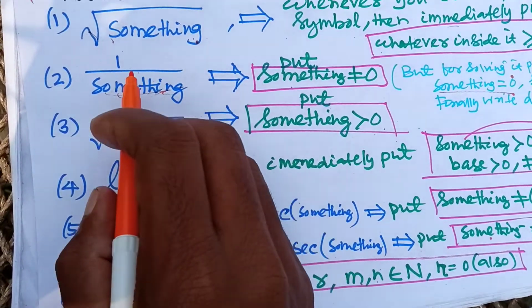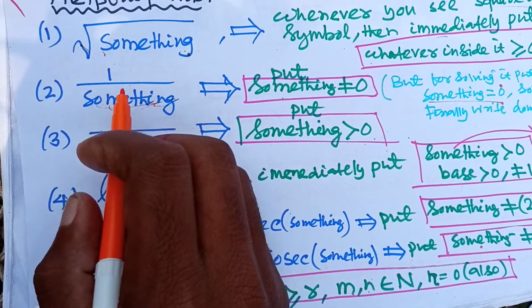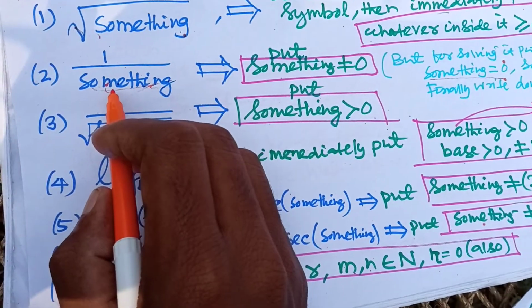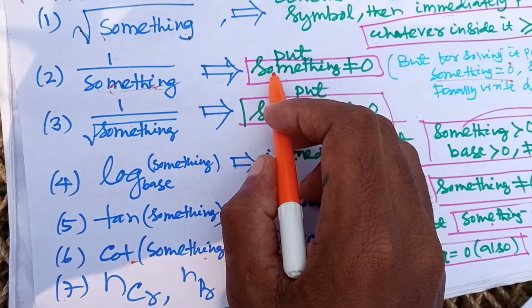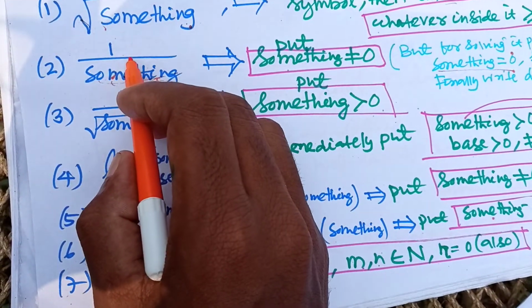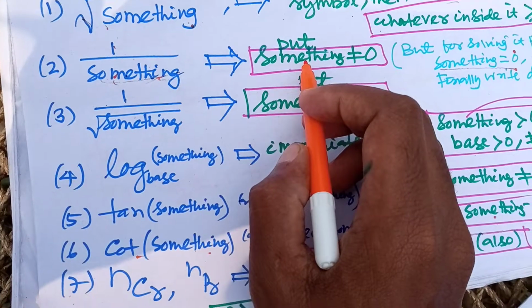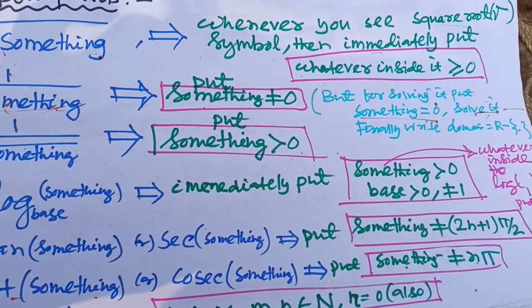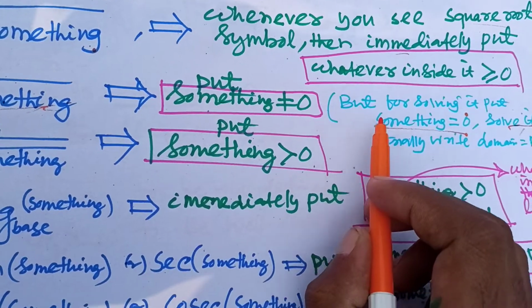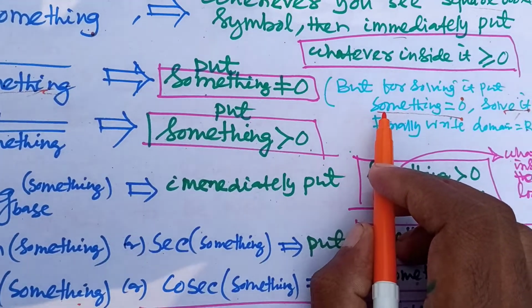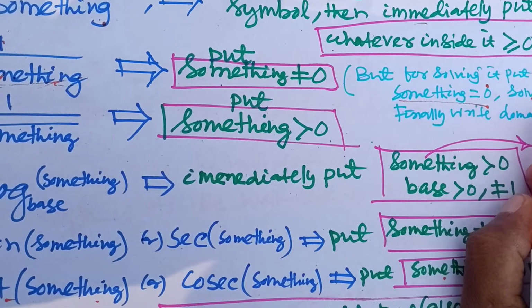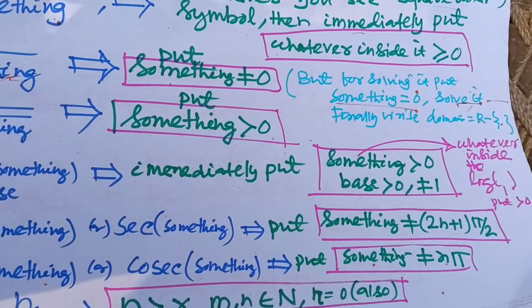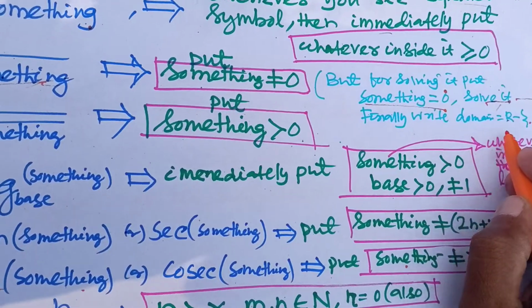Point number 2: whenever you see a fraction, that means 1 upon something, whatever you see in the denominator, always put that denominator not equal to 0. That means whenever you see 1 by something, immediately put something not equal to 0. In order to solve this, you first make something equal to 0 and solve it. Then finally, for the domain, you write R minus that something.